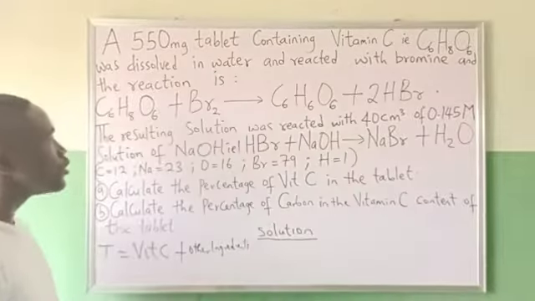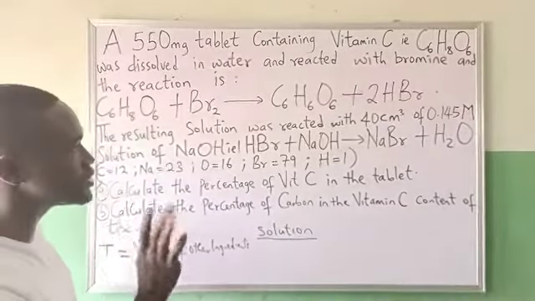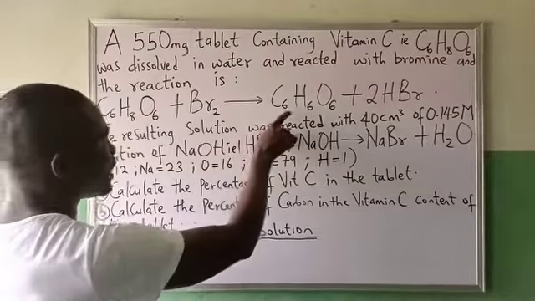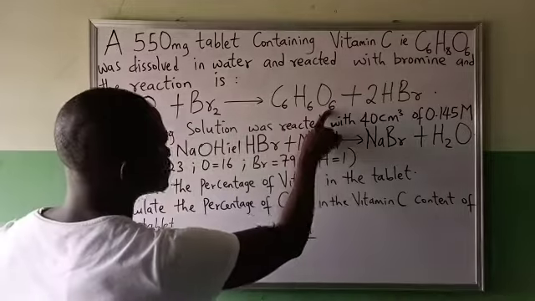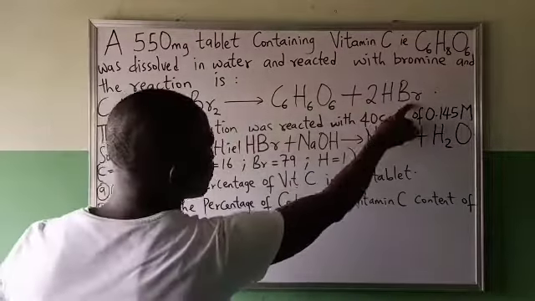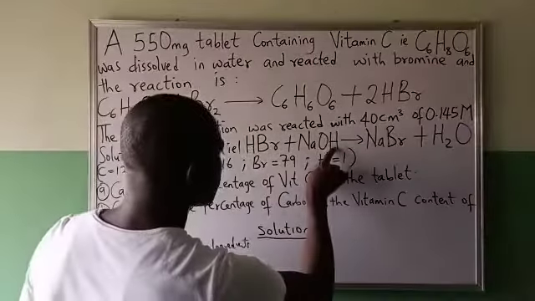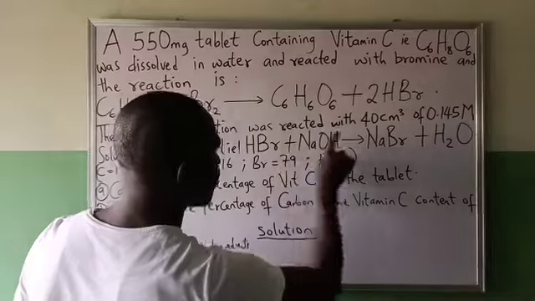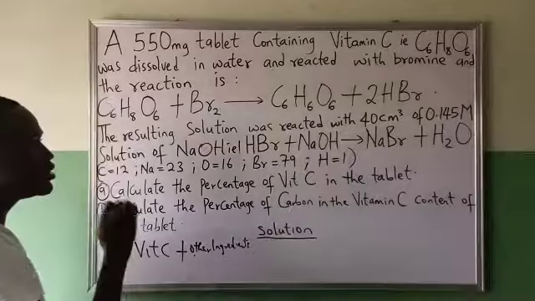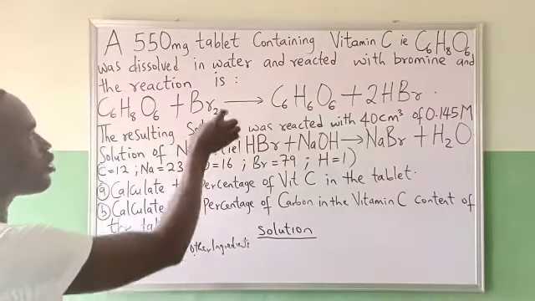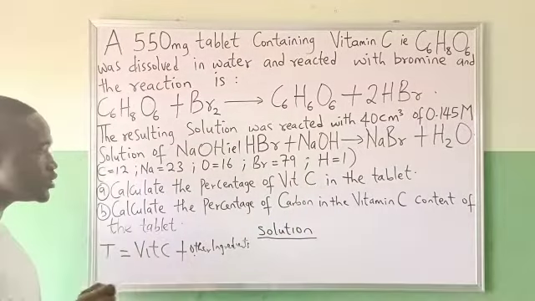Let's see. Now we have two equations. We have to check if the equations are well balanced. Carbon 6, hydrogen 8, oxygen 6, bromine 2. This is balanced. This is hydrogen 1 plus 1, 2, hydrogen 2, bromine 1, bromine 2, sodium 1, oxygen 1. The other one is also balanced. So we can comfortably say that these are well-balanced stoichiometric equations.